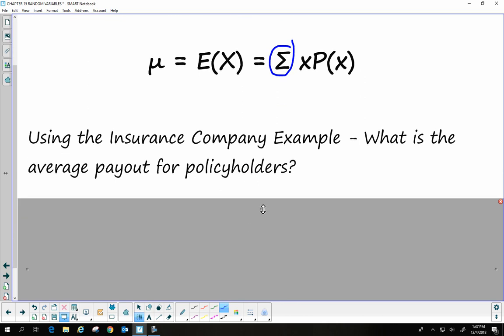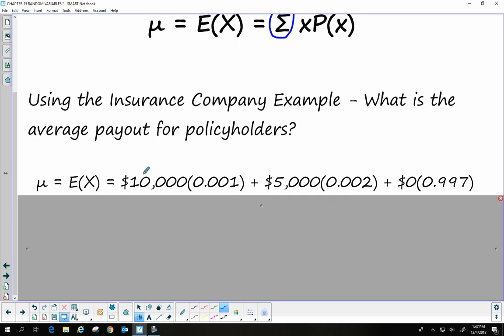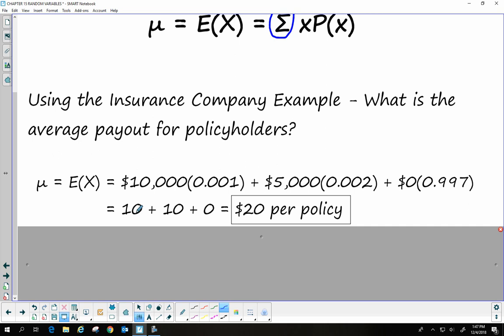So we want to know the average payout for policyholders, the expected amount that the insurance company is going to owe each policyholder. So we take the $10,000 for death and multiply it by its probability, 0.001, 1 in 1,000. Add to that $5,000 times its probability, 2 in 1,000. And add to that $0 for the people who stay alive and healthy by its probability. So what we end up with is $20. So we can expect to pay out an average of $20 per policyholder.